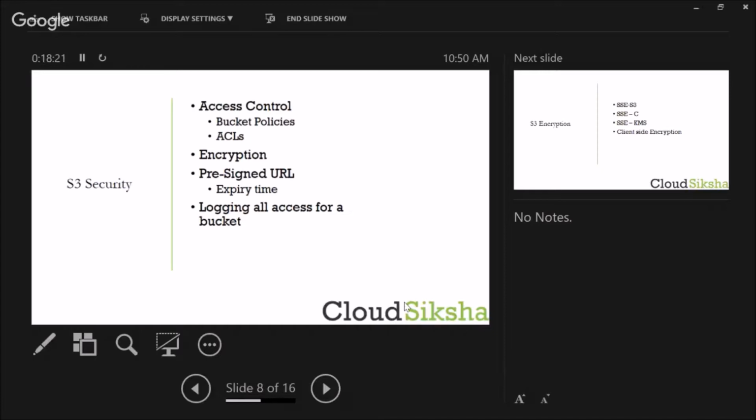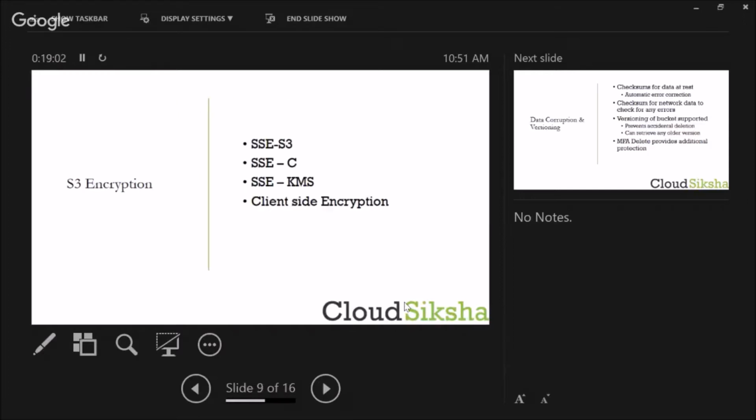S3 also allows you to log all access for a bucket. So you can turn on logging. When in bucket properties, you can turn on logging. So you know who has accessed that bucket, when the person has accessed and all, and the log files are stored in the same bucket or another bucket. You can configure that. And the log files are stored and you can look at the log. So if there is a need for compliance and show people that no unwanted activity happened, you can show them the logs which get stored.